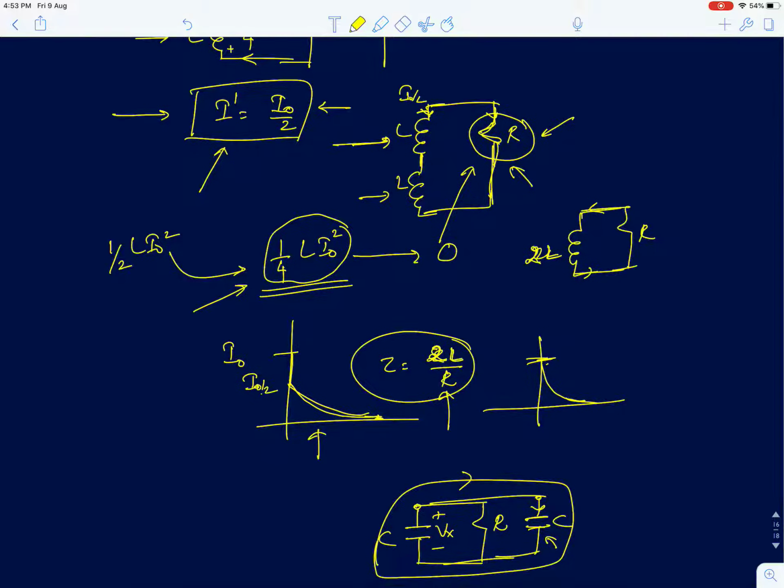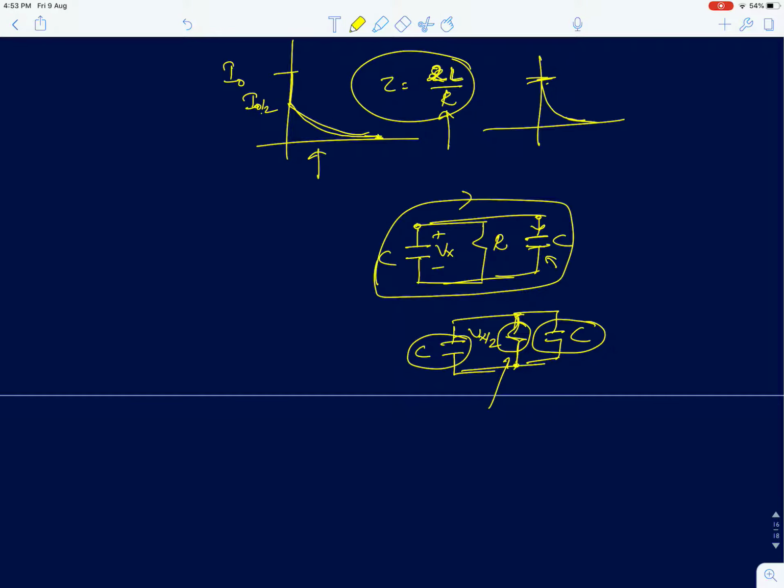So with this I'll stop this lecture. In the next lecture we'll discuss first order systems, first order RL circuits, and probably if there are any other problems I'll discuss them in the next lecture.